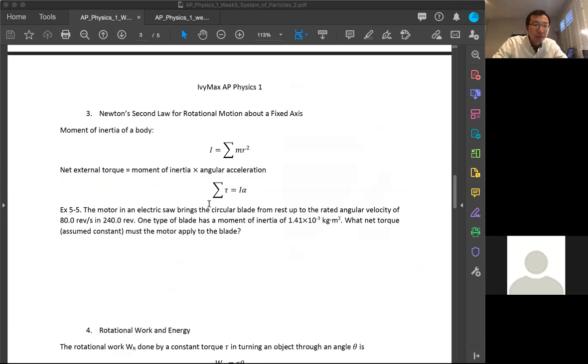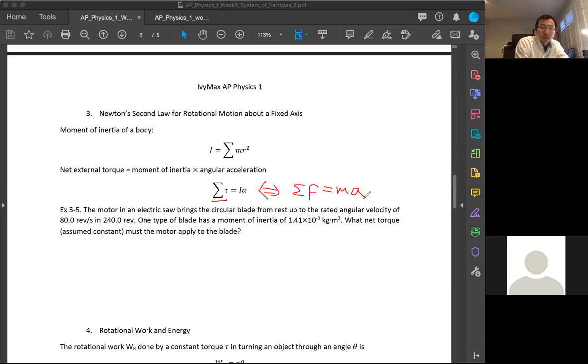Next topic, number 3. Newton's second law for rotational motion about a fixed axis. This one is totally comparable to Newton's second law, F equals ma. You can compare that the net force in Newton's law will be the net torque.